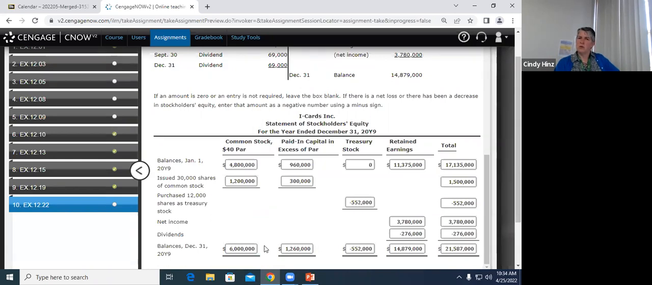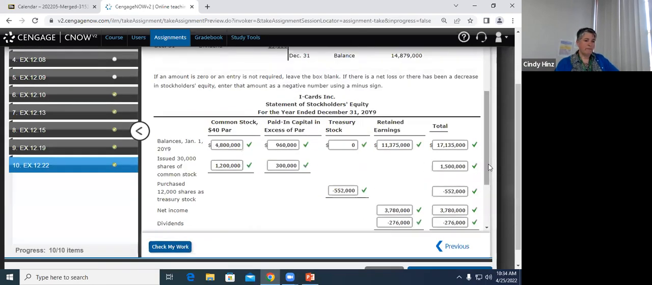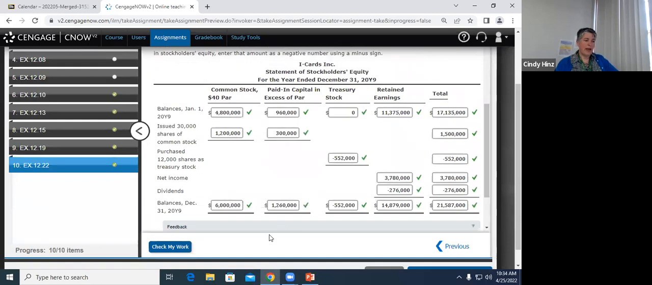And someone who's wondering, well, what happened? Why did those numbers change? Can come to the statement of stockholders' equity to see more information about why did the common stock, for example, increase from 4.8 to $6 million. Glad to see I added correctly.